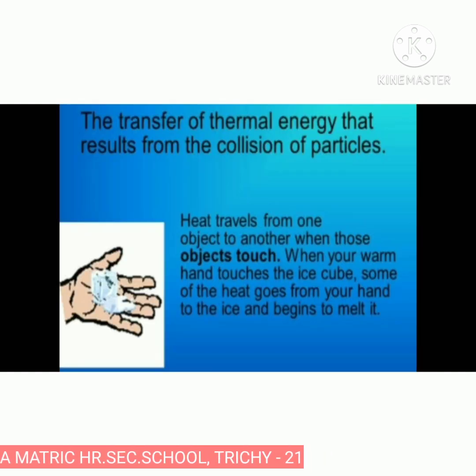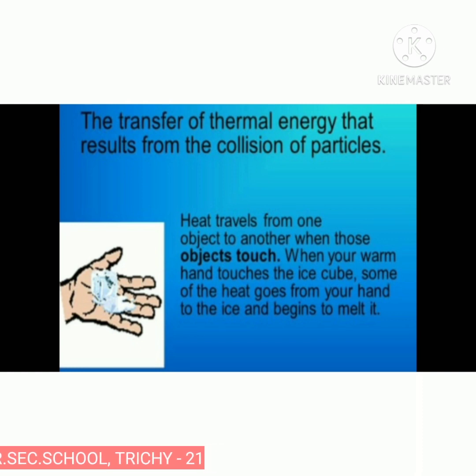Conduction is the transfer of thermal energy that results from the collision of particles. Heat travels from one object to another when those objects touch. When your warm hand touches the ice cube, some of the heat goes from your hand to the ice and begins to melt it. This process is called conduction.